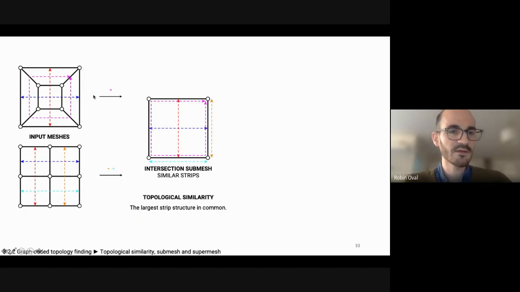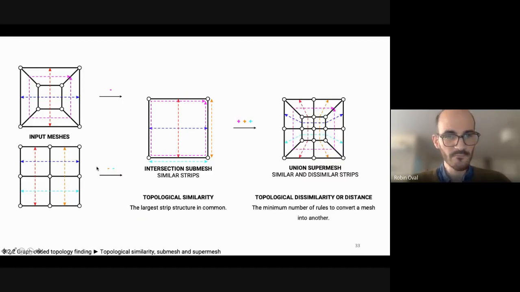So using the design grammar, if you want to apply the minimum number of rules, you can delete this strip in pink and these strips in light blue and orange. And here eventually you get the same design. So you have something that I call the intersection submesh that only has the similar strips from the two input meshes. And then, since you deleted these strips that were not shared by the input meshes, you can add them back together using the addition rule.